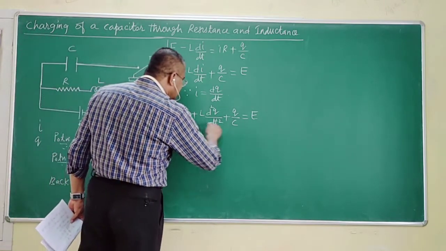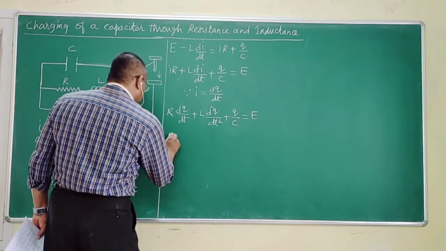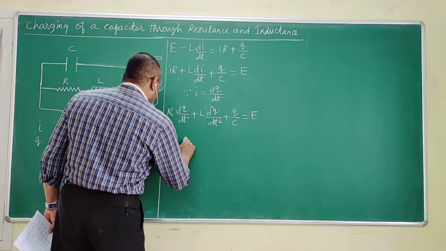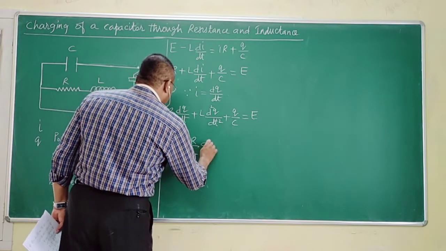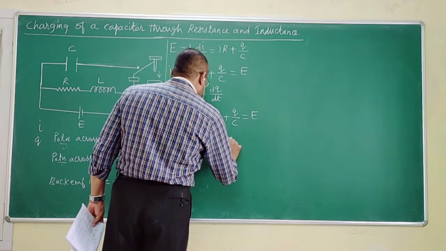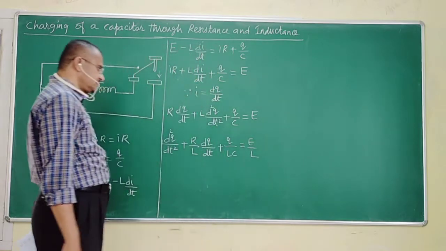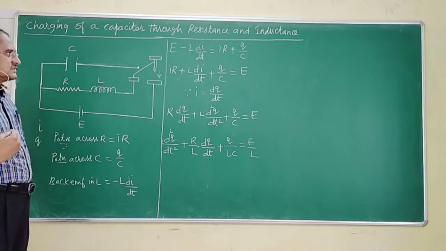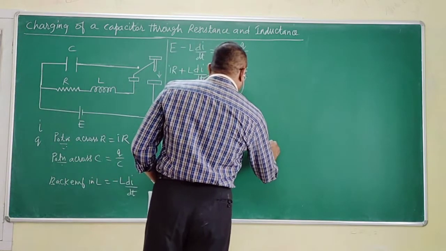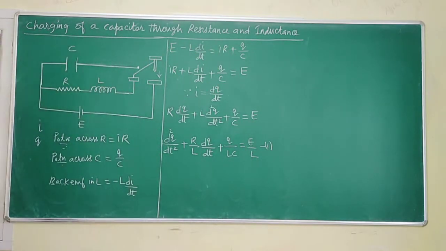I am going to divide this expression throughout by L. Dividing by L throughout, d squared q by dt squared plus R by L dq by dt plus q by LC is equal to E by L. So before I go into further things, I will give the equation numbers. They are very important, and let me write this equation as 1. Is that okay to you, sir?